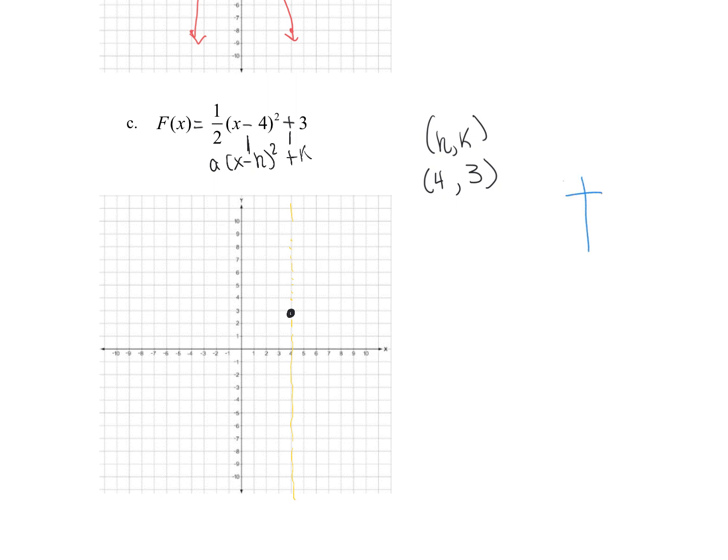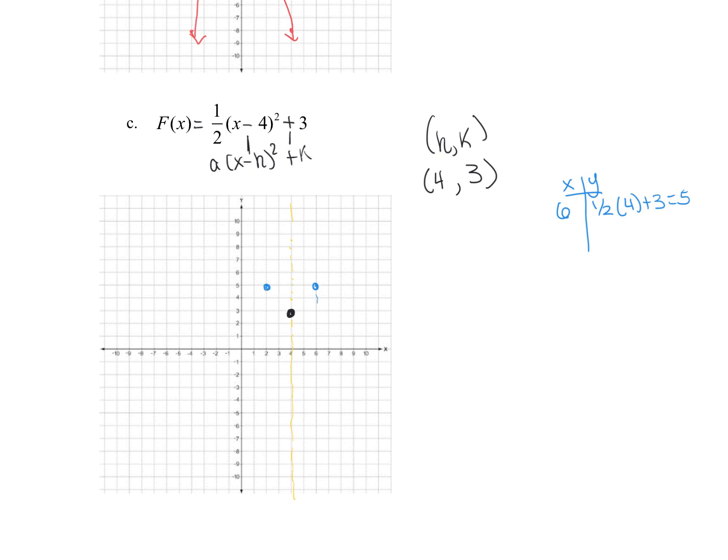Let's graph some points. X, Y. Let's plug in 6. Why not? 6, so I have 1/2, and then 6 minus 4 is 2. 2 squared is 4, plus 3. Half of 4 is 2. 2 plus 3 is 5. So at 6, I'm at 5. That's over 2 and up 2.